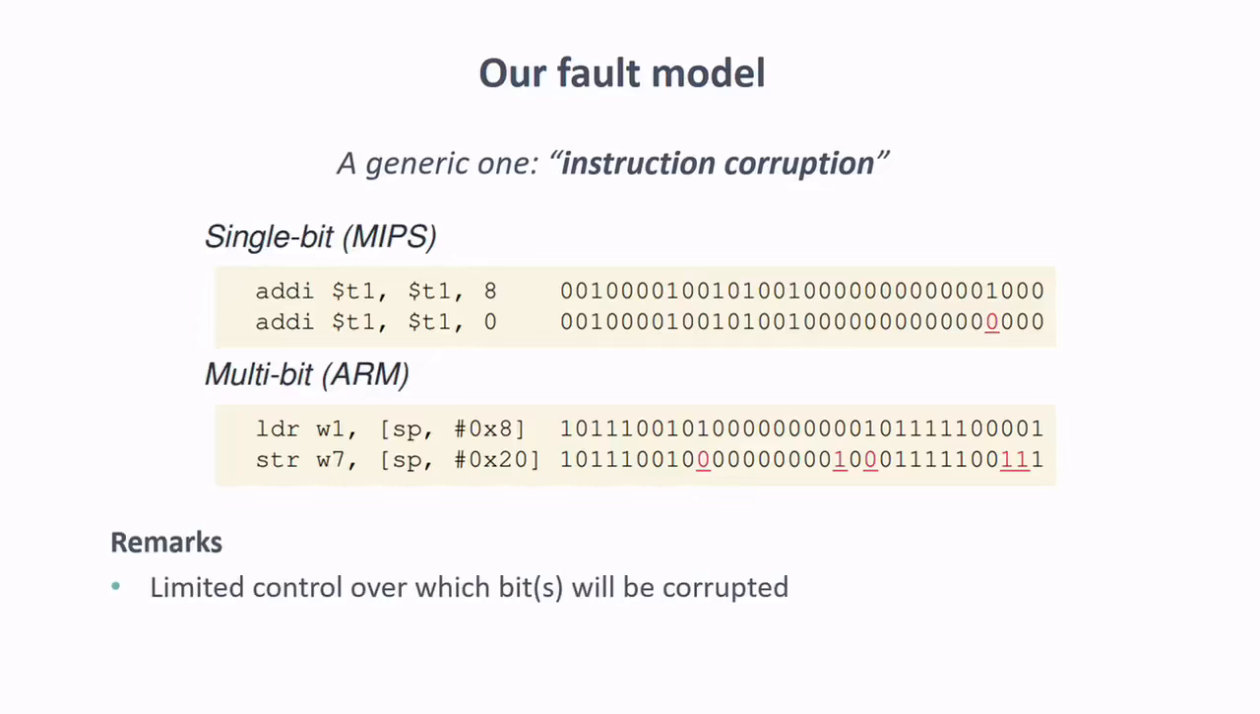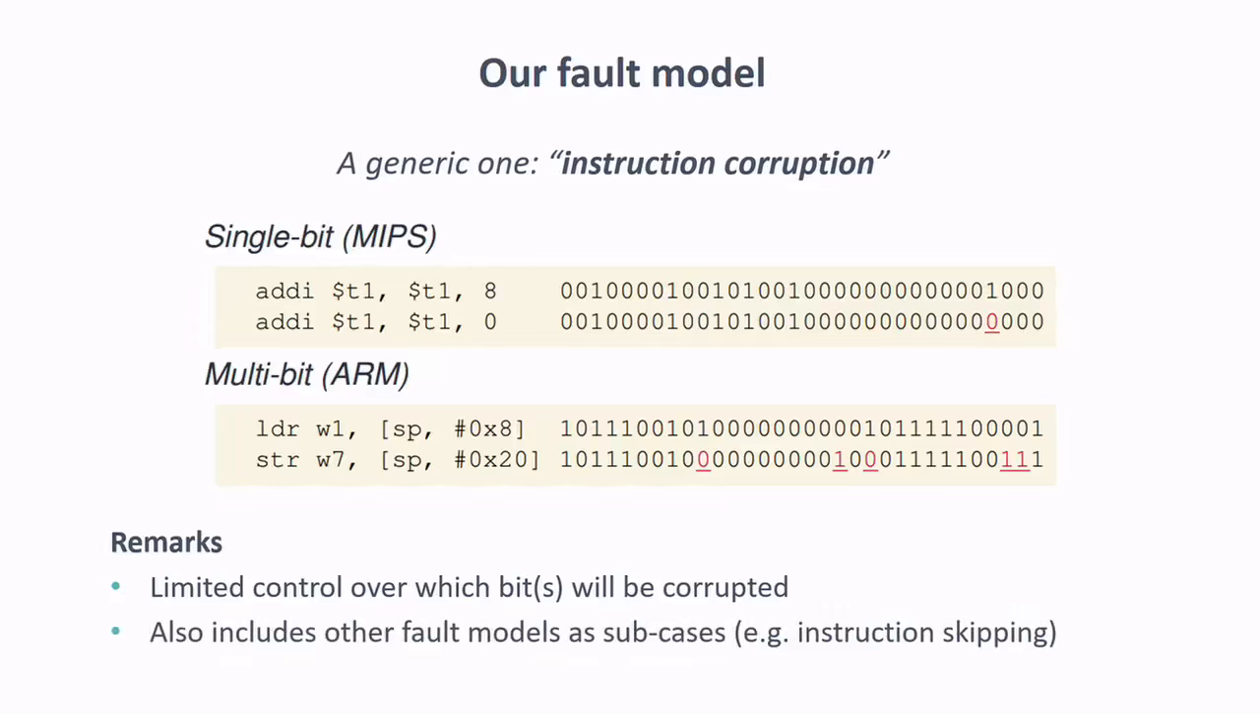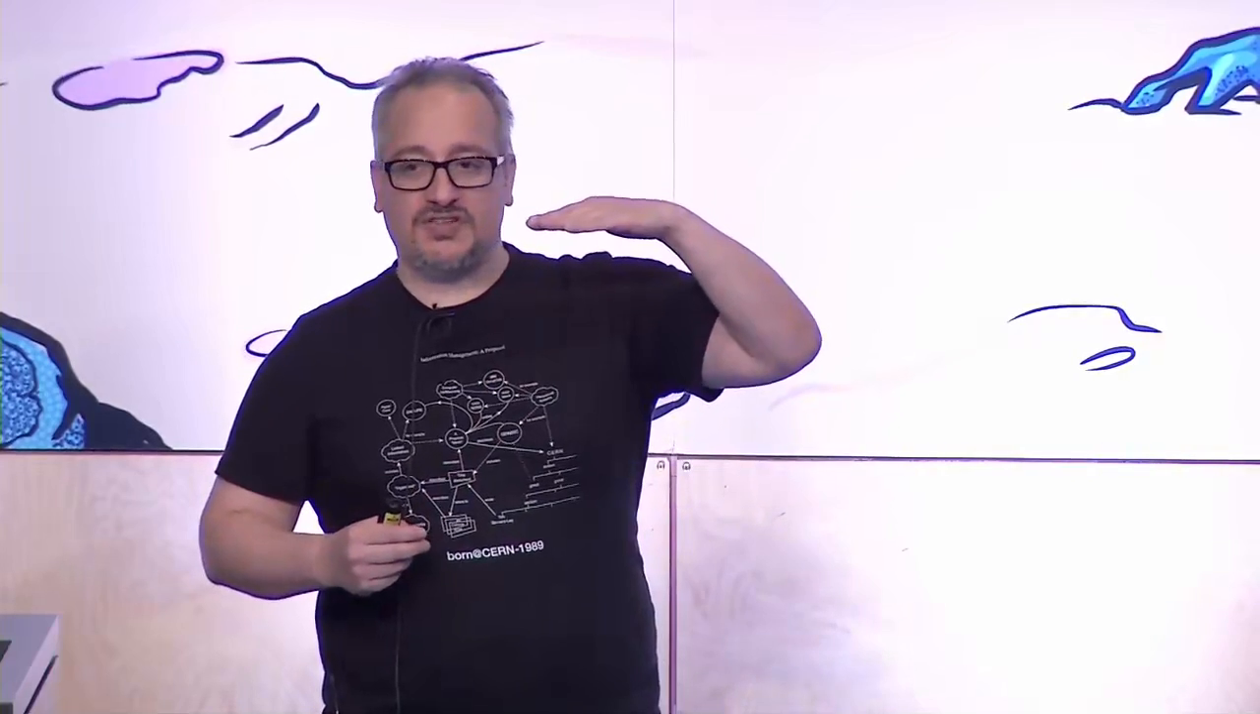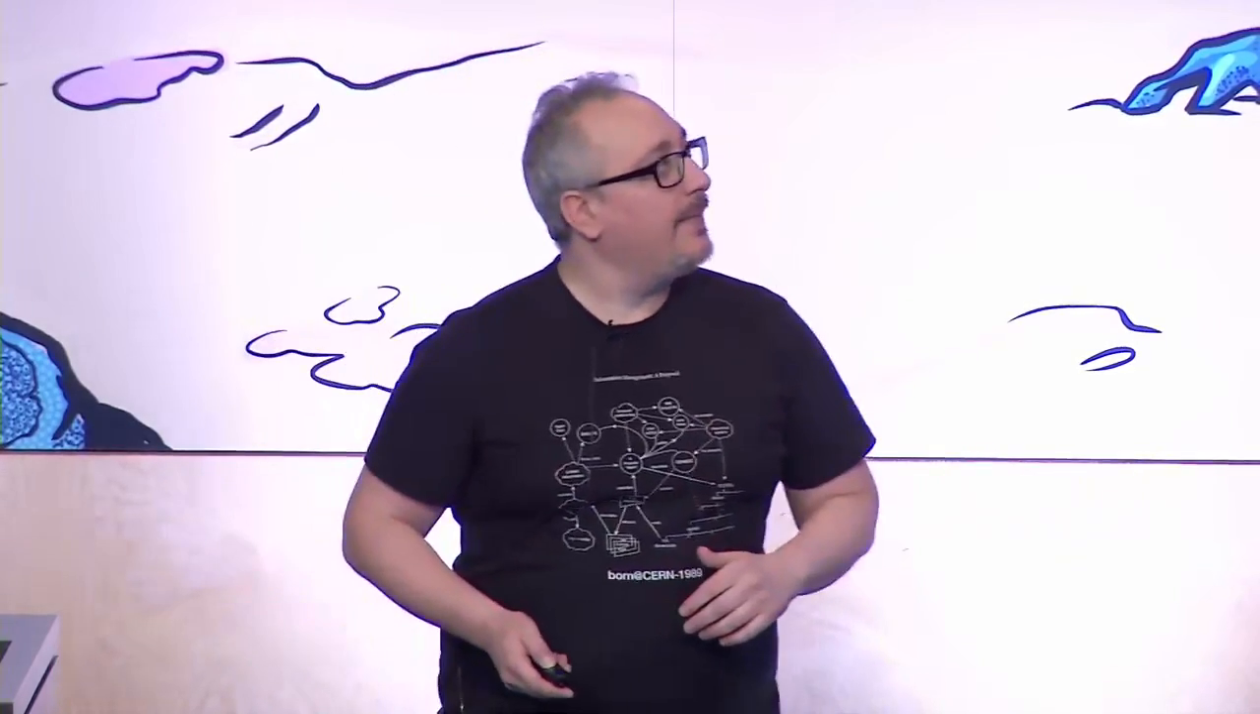So we have limited control of which bits will actually be corrupted. But still, these may become useful. If you start thinking, okay, you have an instruction, but I can modify it, then many things can happen. Keep in mind that this fault model also includes the other models we have been discussing. For example, instruction skipping is where you turn the instruction into something that does nothing else, does not affect the system, and just goes to the next one. So this fault model also includes the other one.